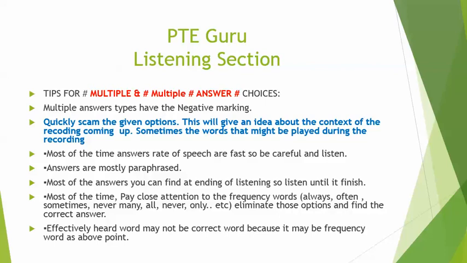If you are not sure about both options, go with one option and move to the next question. If you choose one correct, one incorrect, that means you will be given 0 marks. So be careful about this. This section has negative marking.